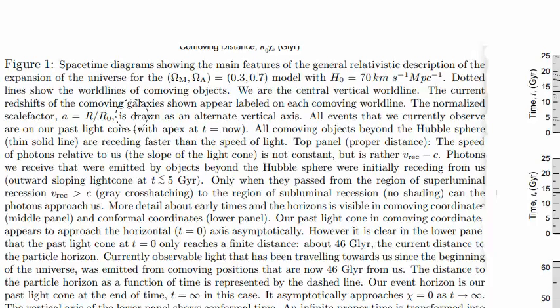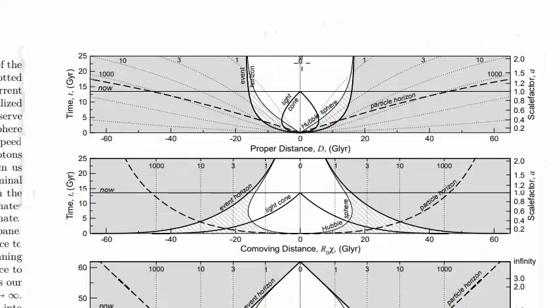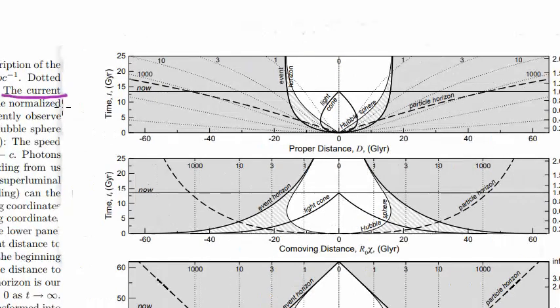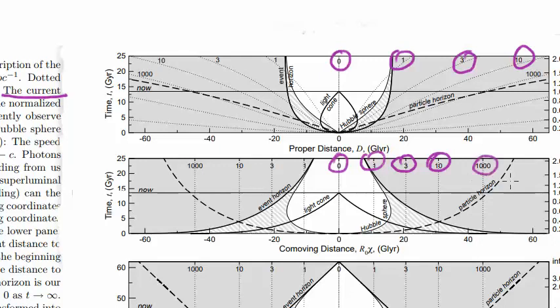Okay, so dotted lines show the world lines of comoving objects. We are the central vertical world line. So this line represents us, and our world line is vertical in all three diagrams. The next thing it says is that the current redshifts of the comoving galaxies appear labeled on each comoving world line. So I'm thinking this is 0, 1, 3, 10, and that keeps going out to 1,000 on this graph.